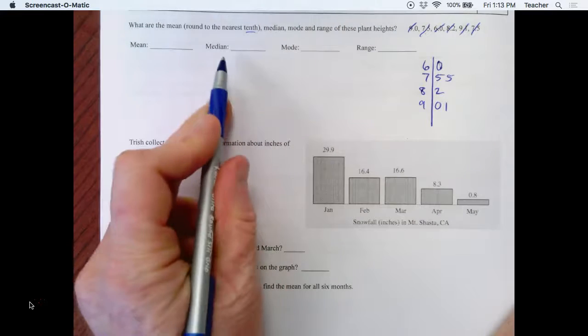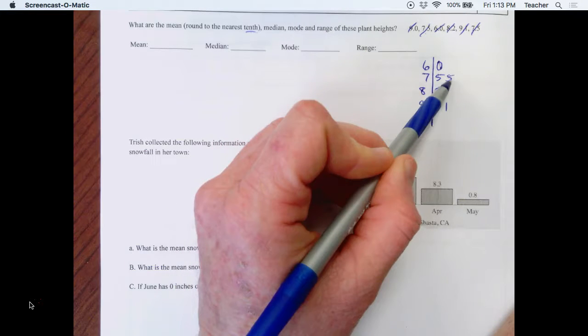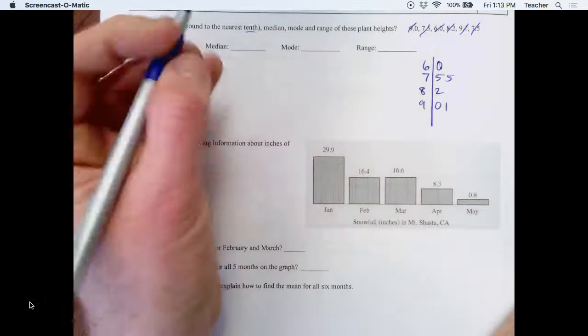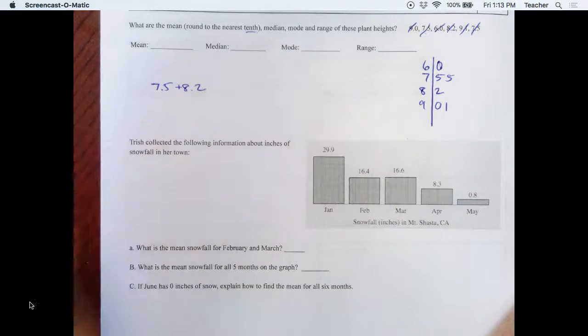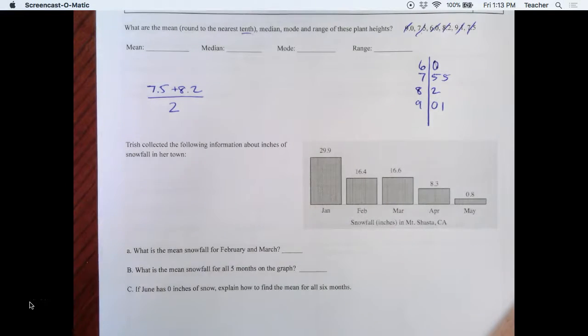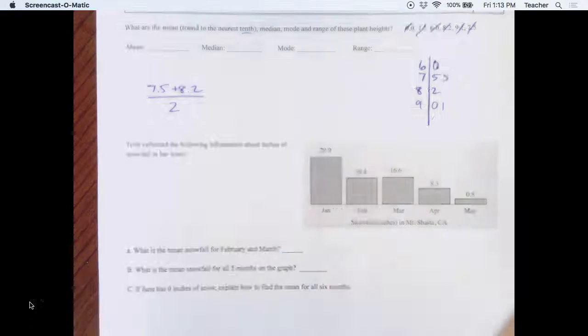So if we want to find the median, that's the middle number. So I've got 1, 2, 3, 4, 5, 6. So that means it's between 7.5, because that's the third, and the third from the end is 8.2. So 7.5 and 8.2. We can add those two and divide by 2, and that will give us the median. And then I'll show you another way. 7.5 plus 8.2 divided by 2, and you get 7.85.